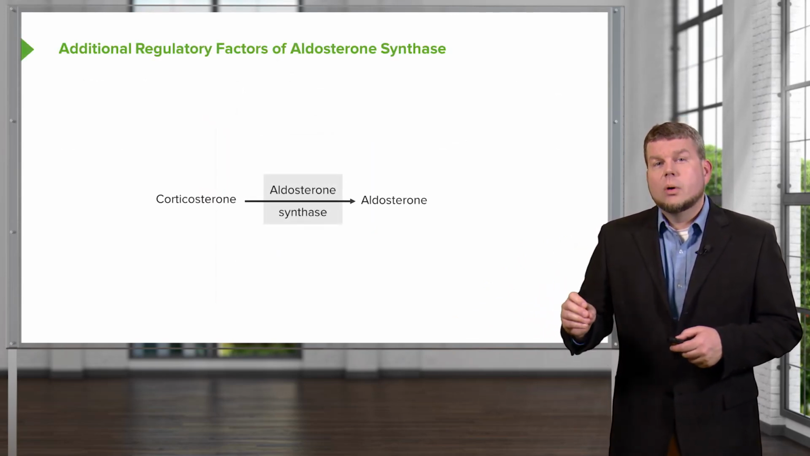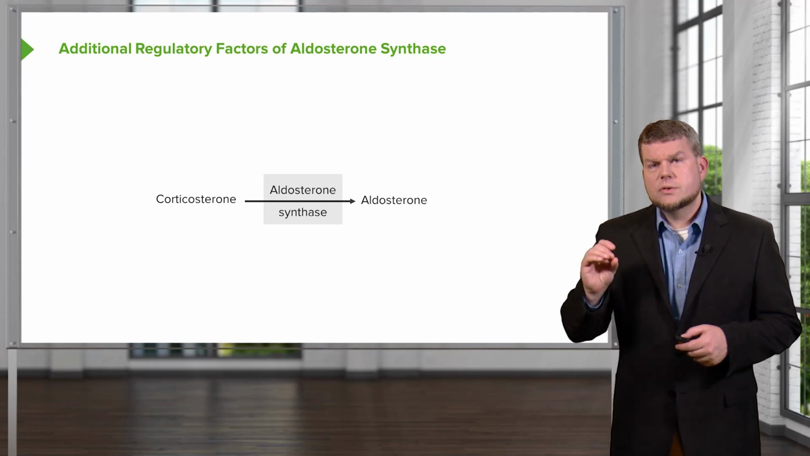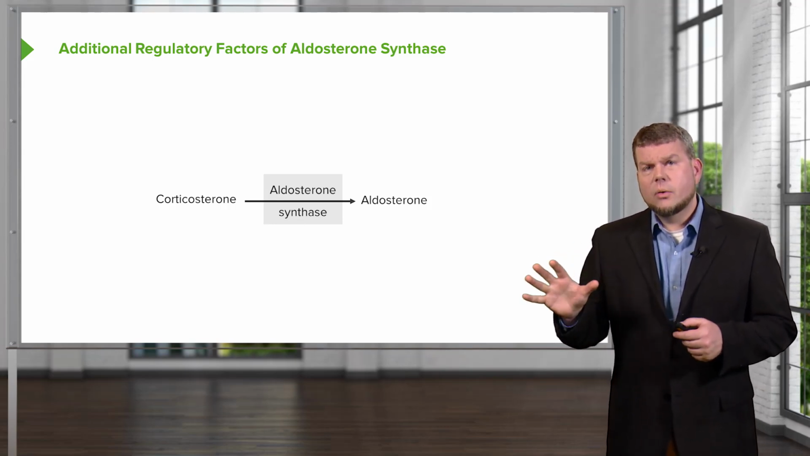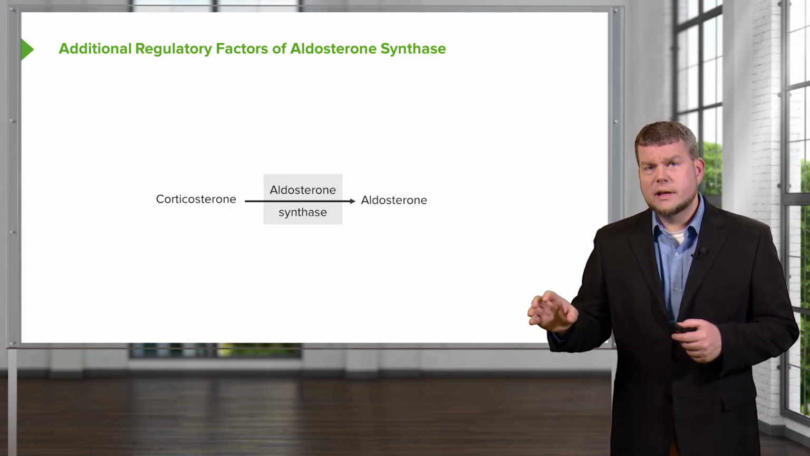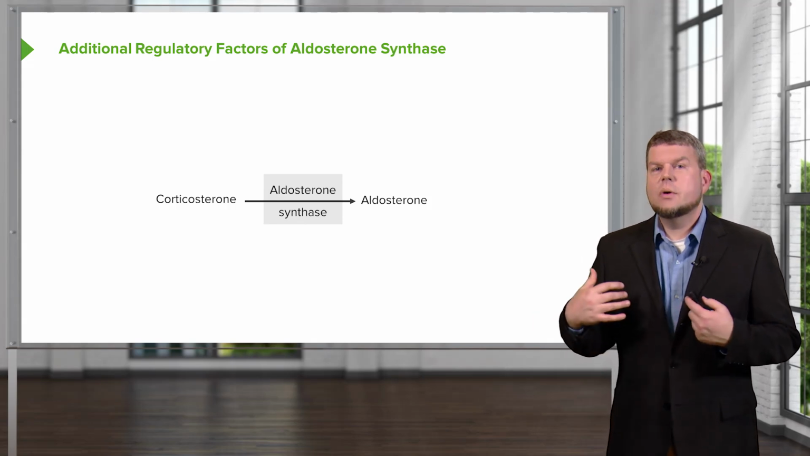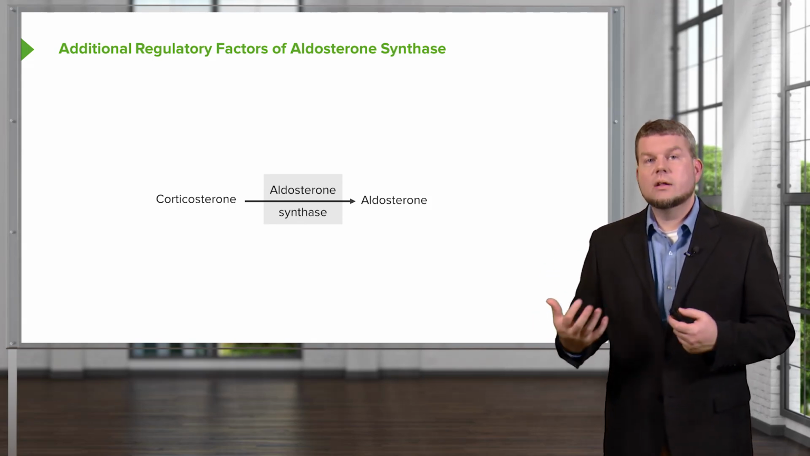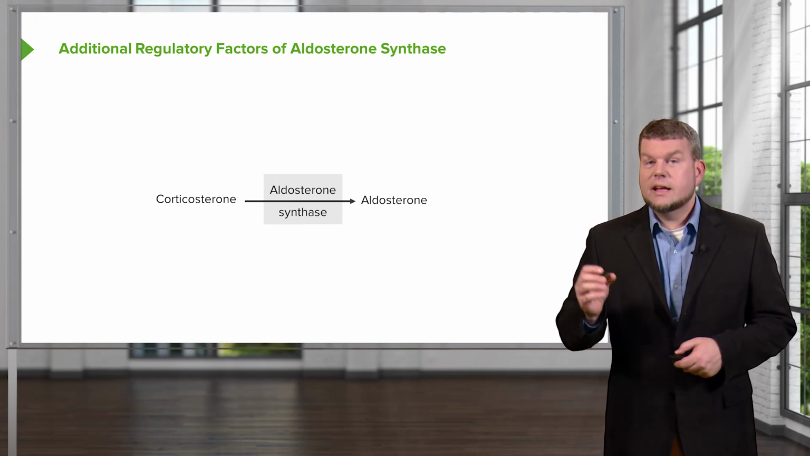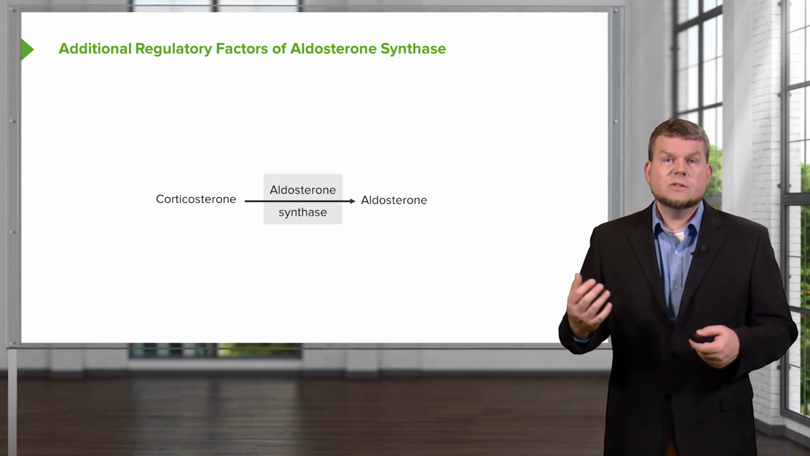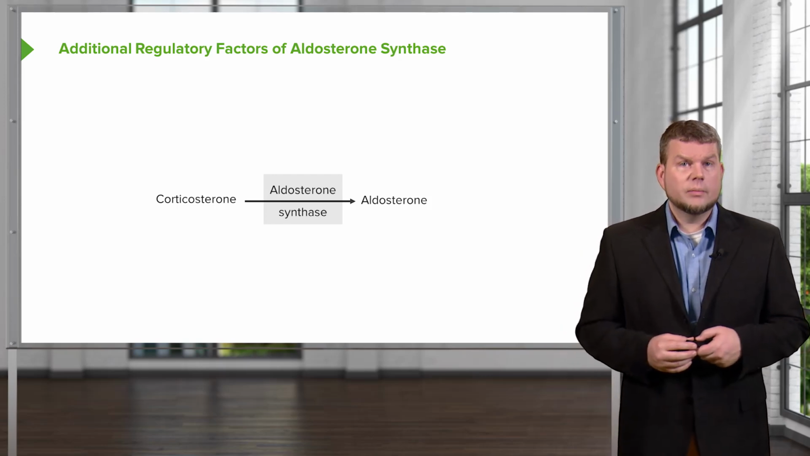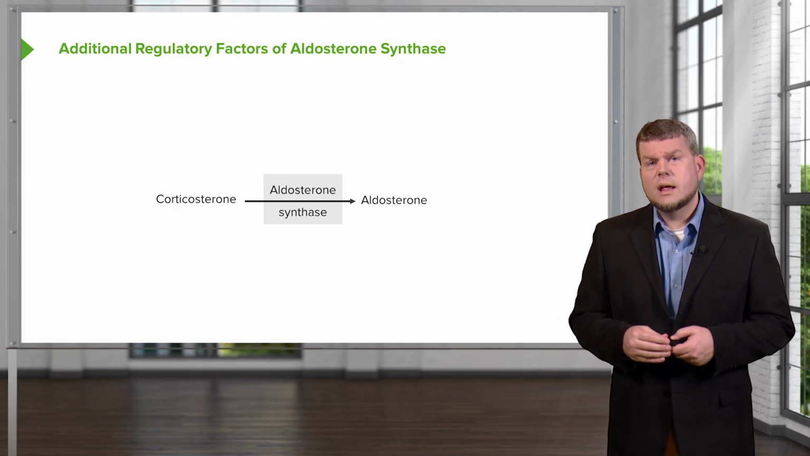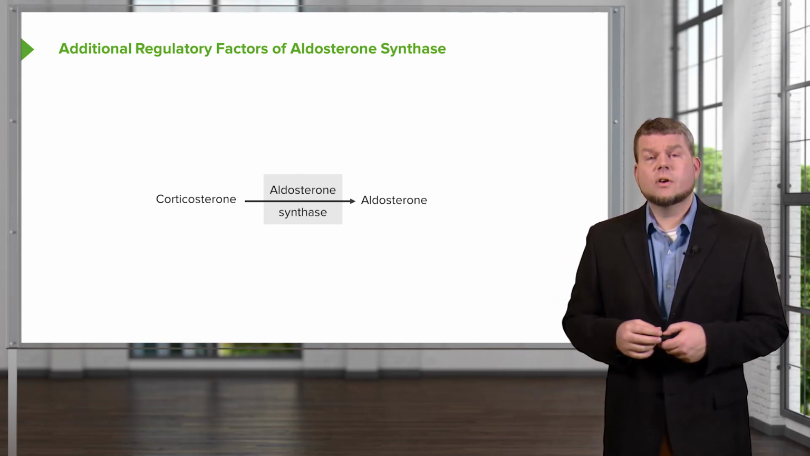Of the cortex hormones, aldosterone is controlled a little bit differently. Most all the other hormones are primarily controlled by ACTH. Aldosterone, though, has a couple of additional regulatory factors. It also is in partial control by ACTH, but aldosterone synthase is also important. So in this last step to form aldosterone, two other items are important.